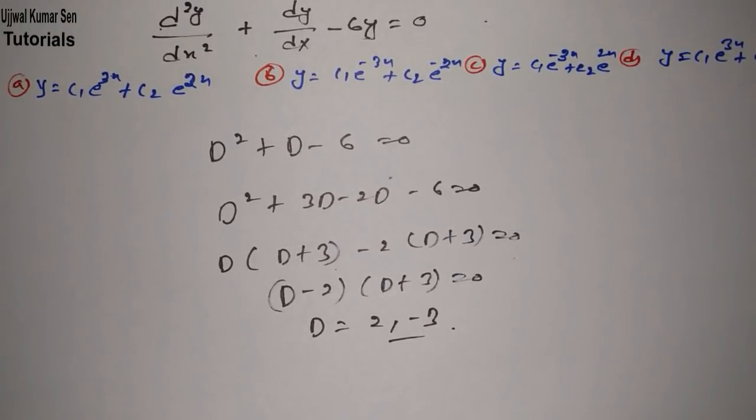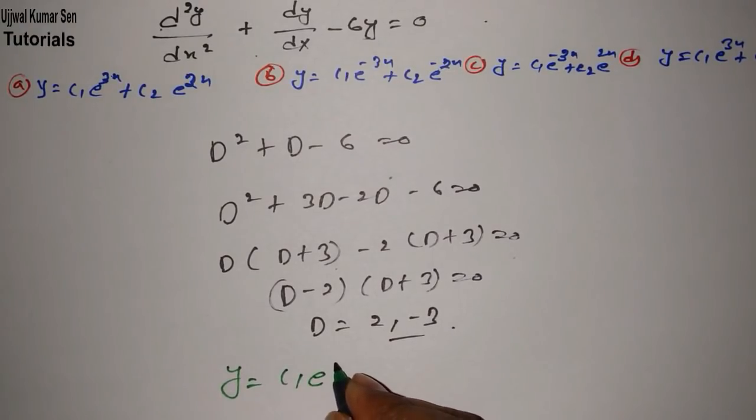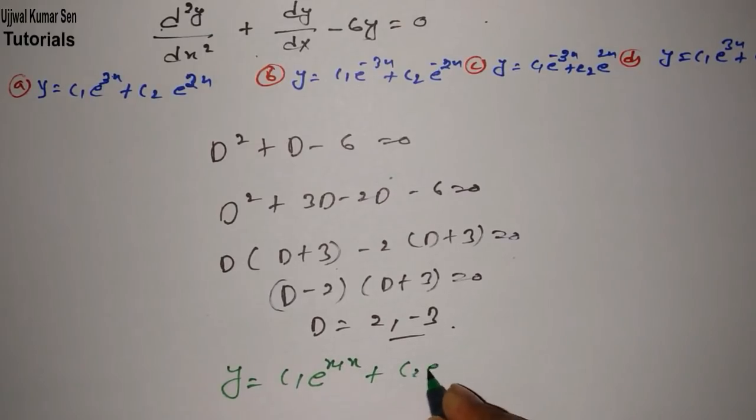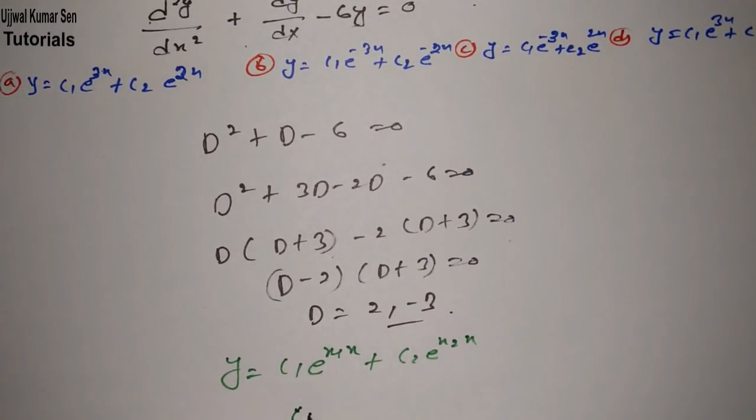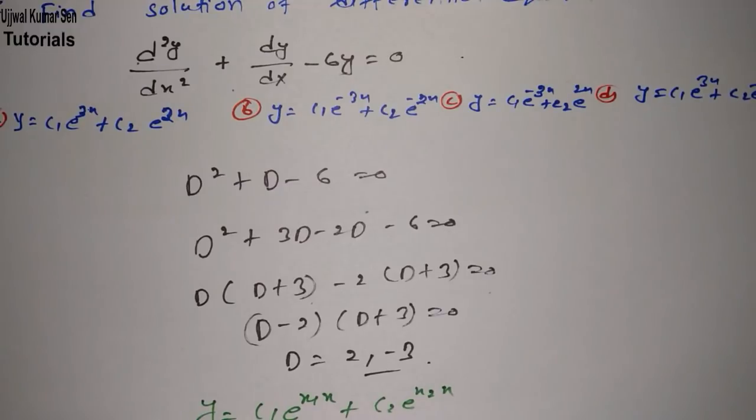So the next thing we have to find out is y. I have already shared with you the formula: c1 e to the power x1 x plus c2 e to the power x2 x. So what is x1 here? 2. So c1 e to the power 2x plus c2 e to the power minus 3x.